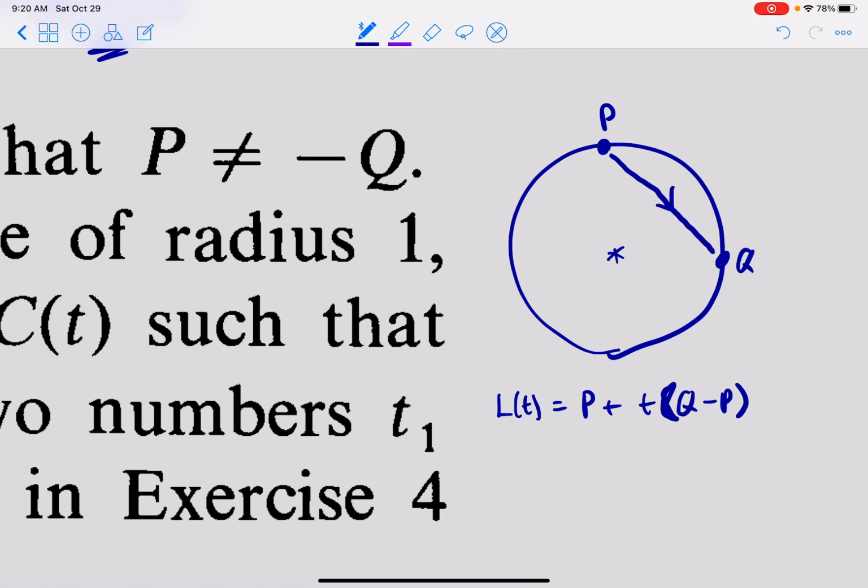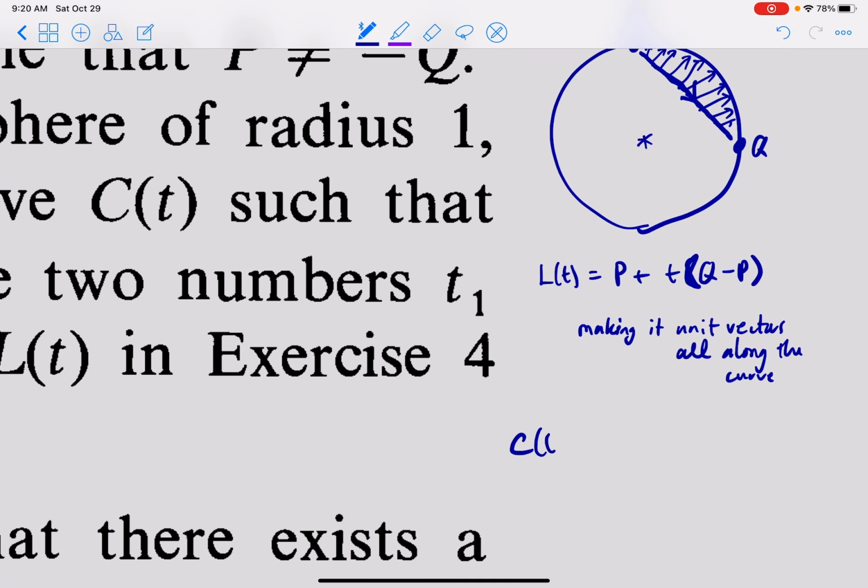Now all these points here are inside the sphere. They don't have length 1. If this was the Earth, they're cutting through the core of the Earth. So what we want to do is move every point out to the sphere. And we can do that by normalizing, making them unit vectors all along the curve. So our new curve, I'll call it C(t), will be L(t) divided by the length of L(t).